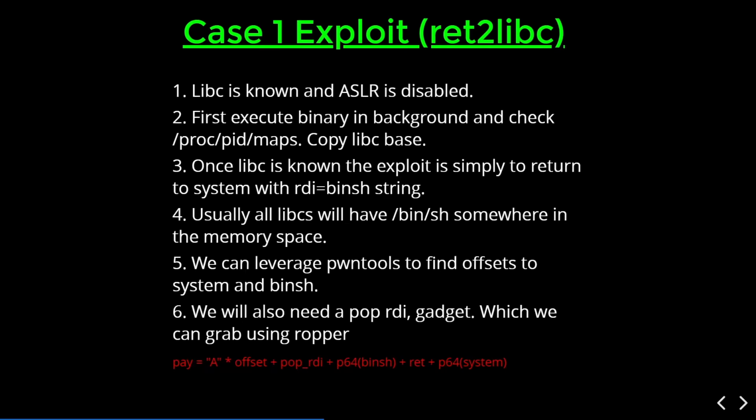And so we execute the binary and check the proc PID maps. We copy the libc base, and once libc is known, the exploit is simply to return to pop RDI, then return to system with RDI equal to /bin/sh. We just went over the exploit, so we saw that libcs have /bin/sh mostly, and we can use pwntools to find offsets to these addresses. Also, you can use readelf or something else. And we also need a pop RDI gadget, which we grab using Ropper, and this is how the exploit looks.